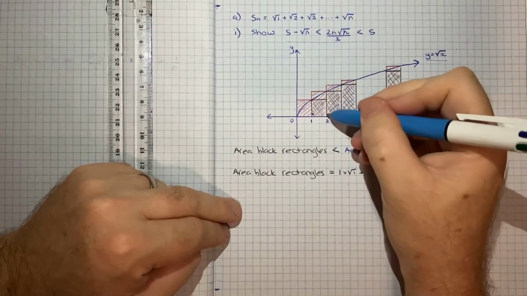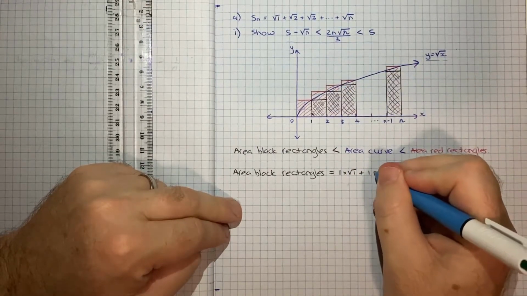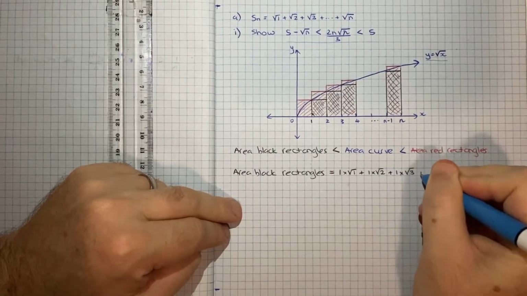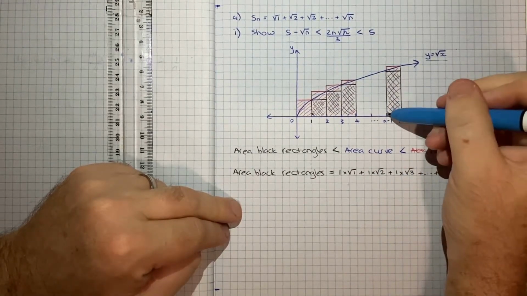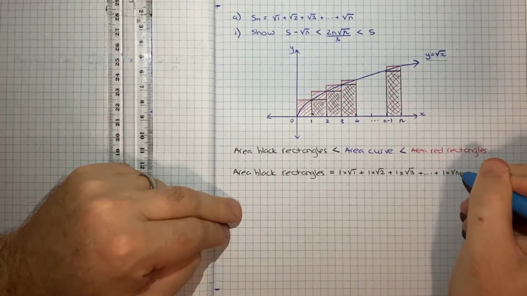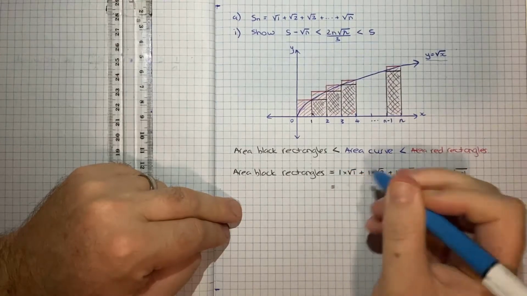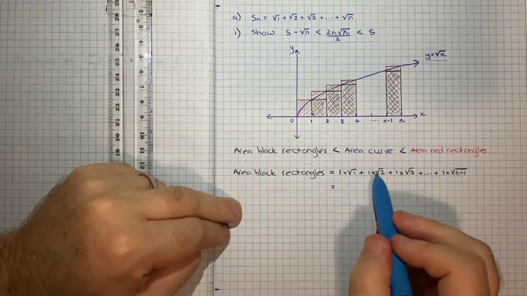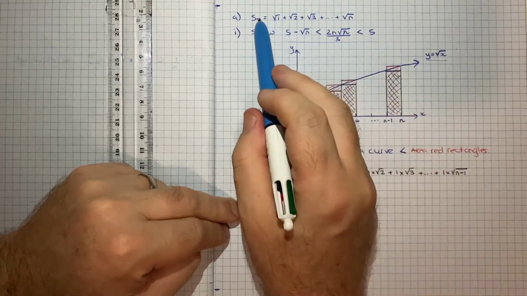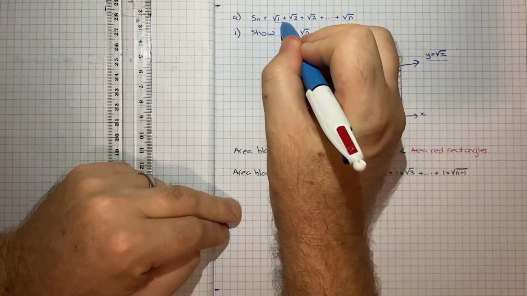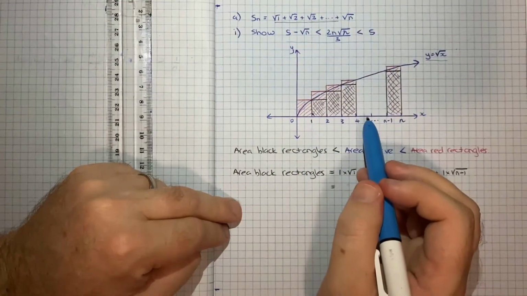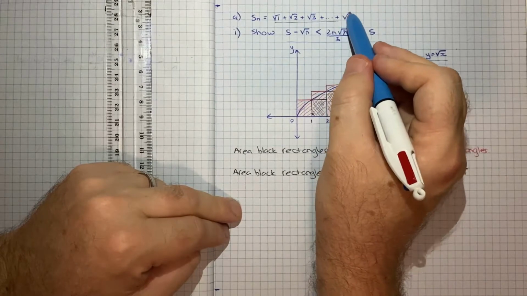plus 1 times the square root of 2 plus 1 times the square root of 3, and so on, up to the last rectangle, which has a height of n minus 1, so 1 times the square root of n minus 1. So hopefully you can see this will just be root 1 plus root 2 plus root 3, all the way up to root n minus 1, which is this part of S, but not including the square root of n.